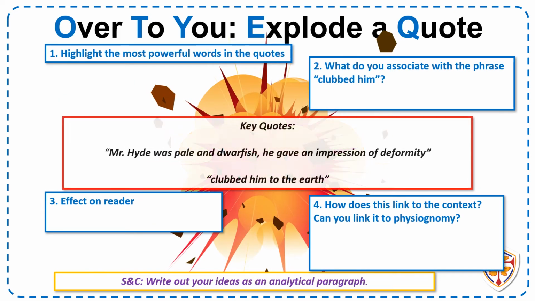So over to you. I'd like you to copy the two quotes down that are in the box, and then work your way through the tasks which are numbered. So the first thing I'd like you to do is to highlight the most powerful words in the quotes. Then I'd like you to think about what you associate with the phrase "clubbed him." How does this affect the reader? How does it make us feel about Hyde? And finally, how can you link in context to this quote? Can you even bring in physiognomy?